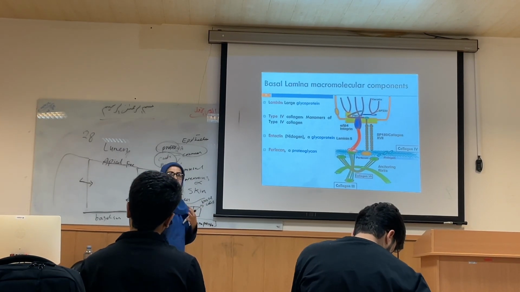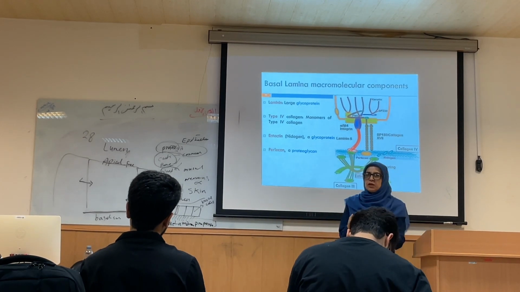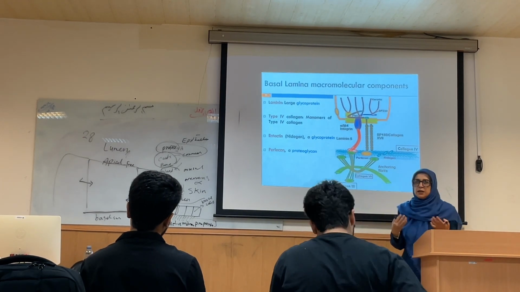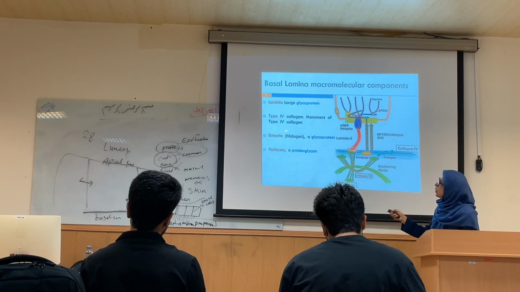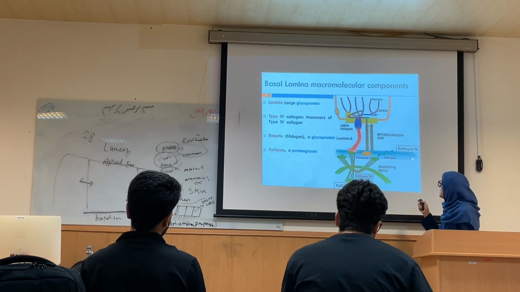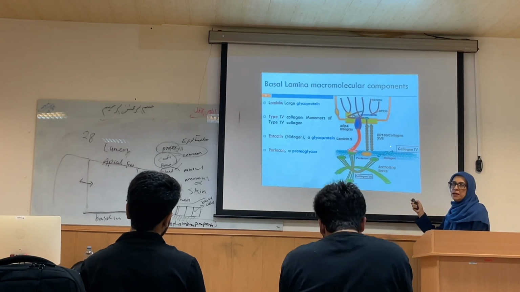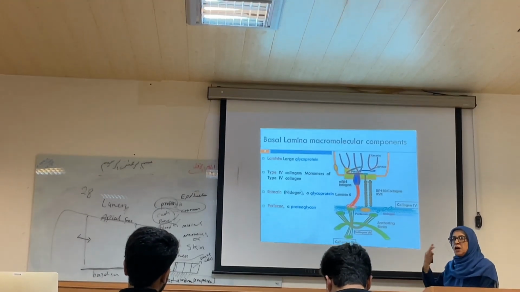Some of them are well known and more important, and some of them were just discovered and scientists don't know any information about them. The type 4 collagen forms a network in the basement membrane for anchoring and attachment of the other proteins to itself.